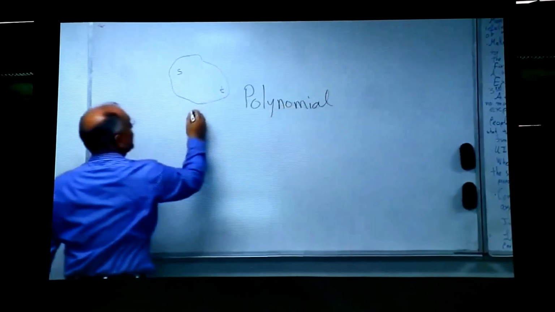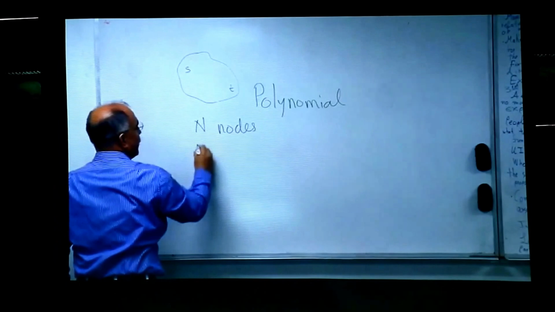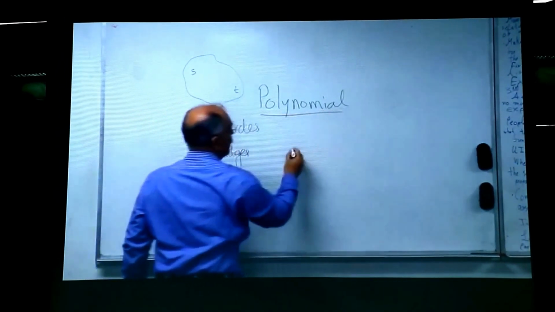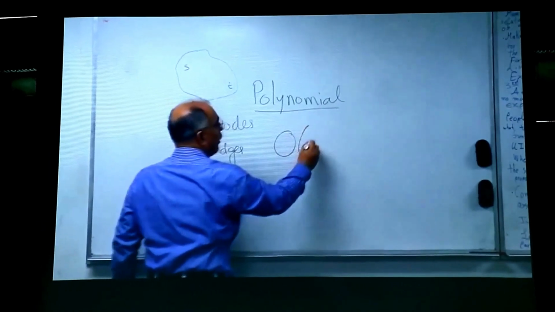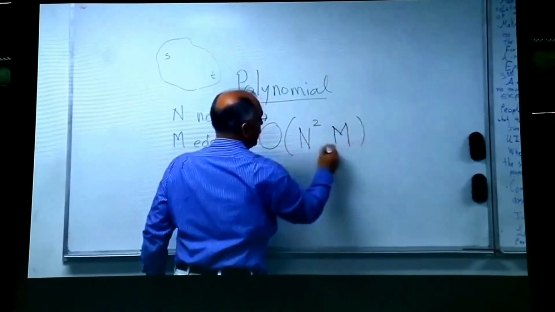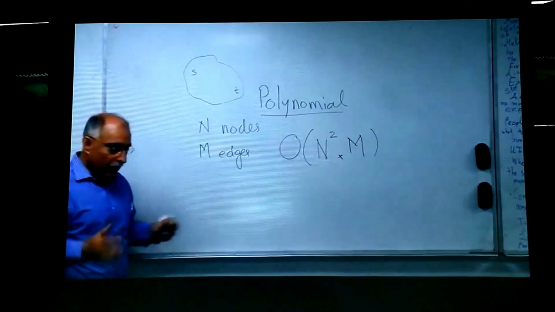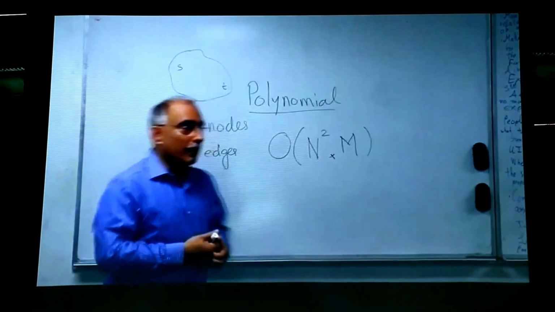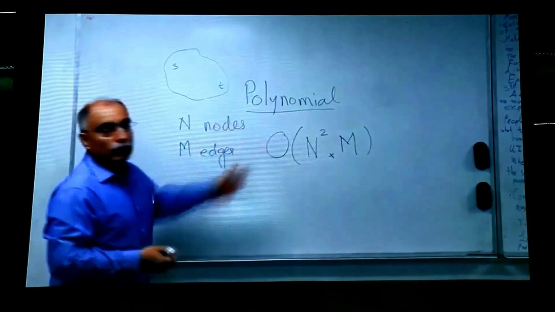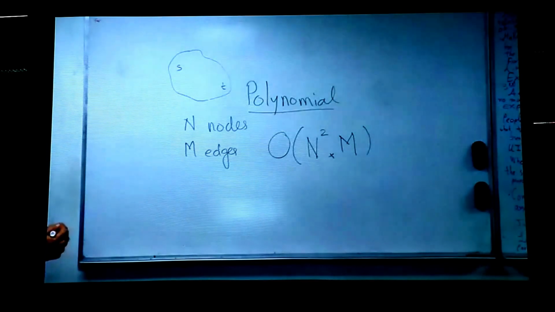So if this graph consists of, say, n nodes and m edges, then most of these polynomial algorithms might have running time of the form order of, let's say, n squared multiplied by m, the number of edges, right? So these are polynomial functions of the size of the input. Unfortunately, there are many problems for which we are unable to find algorithms with that running time. And I'll give you some examples in a few minutes.